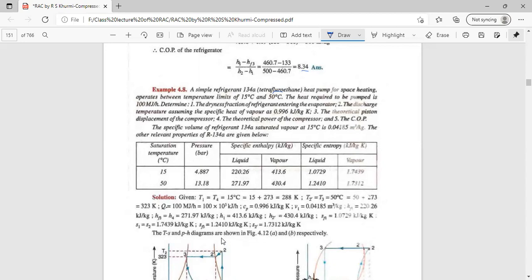The lowest temperature is 15 degrees centigrade, and the higher temperature is 50 degrees centigrade, which means the surrounding atmosphere of the room has a temperature of 15 degrees centigrade, and from there we have to pump heat to make the temperature rise from 15 to 50 degrees centigrade. The surrounding pressure is around 8.337 bar, and the pressure inside the room is supposed to be 13.187 bar itself.